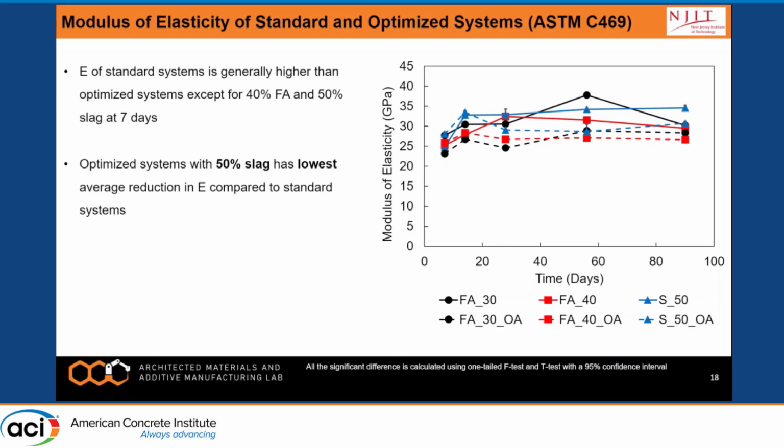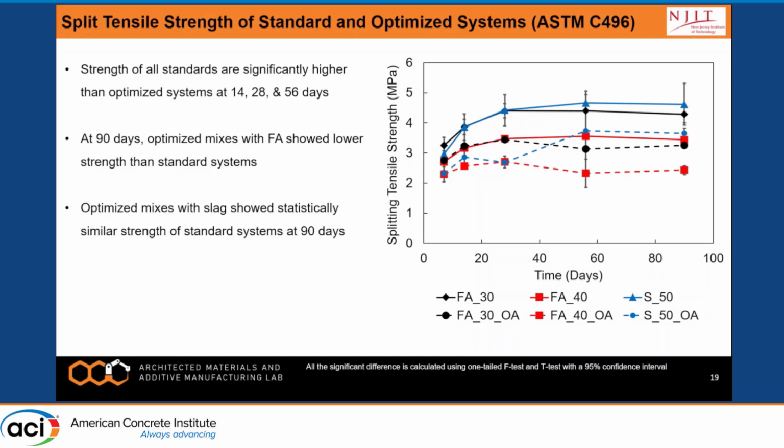The same pattern was observed in the modulus of elasticity, where we did see some reduction in the modulus of elasticity of the optimized aggregates, but they all remained in the range of 25 to 30 gigapascal. So they were in the standard range of modulus of elasticity for concrete systems. The same thing with the split tensile test. At 90 days, the fly ash showed lower strength than the standard systems. However, the system with the slag, again, showed statistically similar results with the standard mixed design.